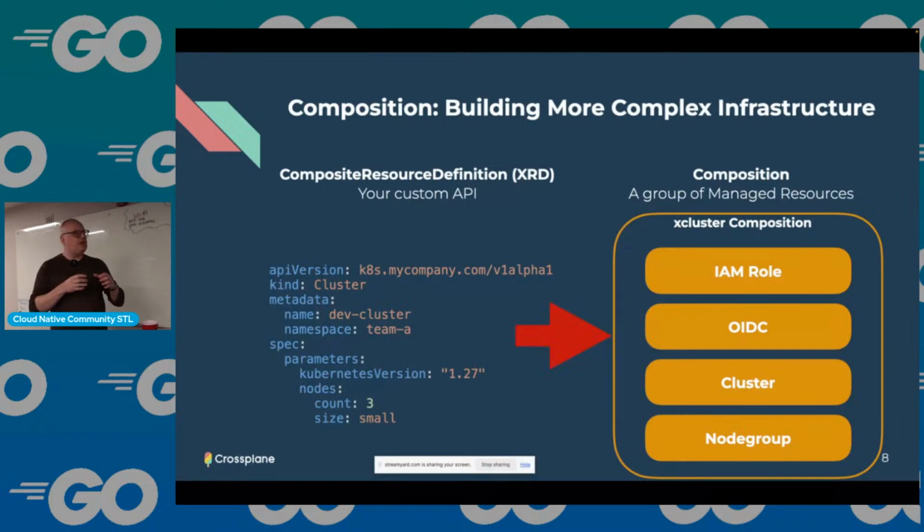So you can imagine I work for mycompany.com, and I'm going to offer up a cluster type. And I only want my users to be able to specify the Kubernetes version and the nodes, the count and the size. That's it. Like, I don't want to give them any idea about roles, regions, anything like that, right? I just want to give them a small API. So that's something called a composite resource definition. And that is just a CRD that you create for your users.